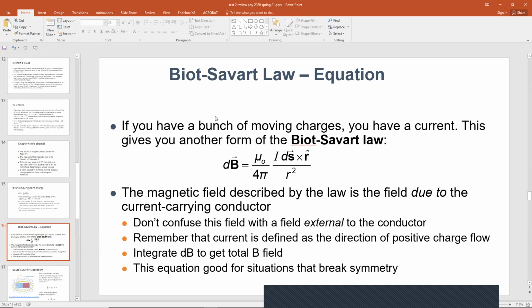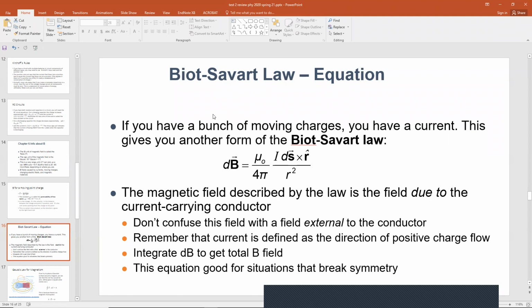Now, if you have a bunch of moving charges, of course you have a current. So that's another form of the Biot-Savart law. Here, the little differential element dB for a section of current, like a length of wire ds, dB is mu naught over 4 pi times I ds cross R hat over R squared. Here, of course, I is the current, ds is a little segment, and the rest of it's the same as before. Now, if you want the total magnetic field, what you would do is integrate that over the wire in question at the point of interest. We did some examples on how to do that in class, and you did some for homework.